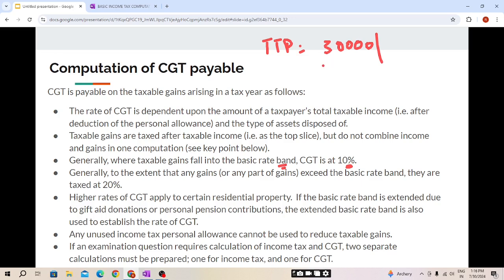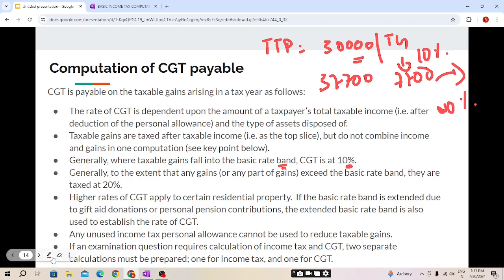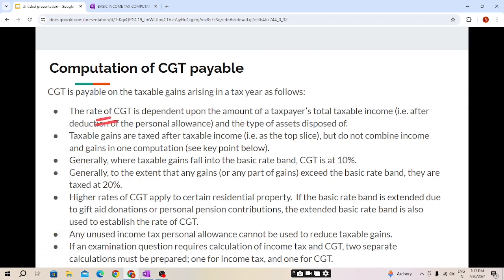CGT is payable on the taxable gains arising in the tax year, and the rate of CGT will depend on the taxpayer's total taxable income. The taxable gains will be taxed at the top slice of income, and where the taxable gains fall in the basic rate tax band. The basic rate band is 37,700. So 7,700 of the gain will be taxed at 10%, and further gains will be taxed at 20%. So for determining the rate of CGT, two important things: we need to see the taxpayer's total taxable income and the type of asset disposed.